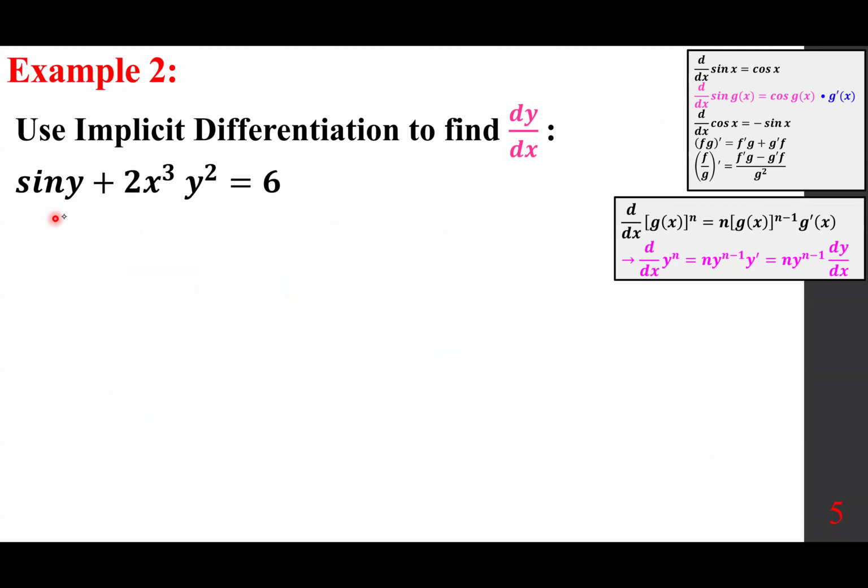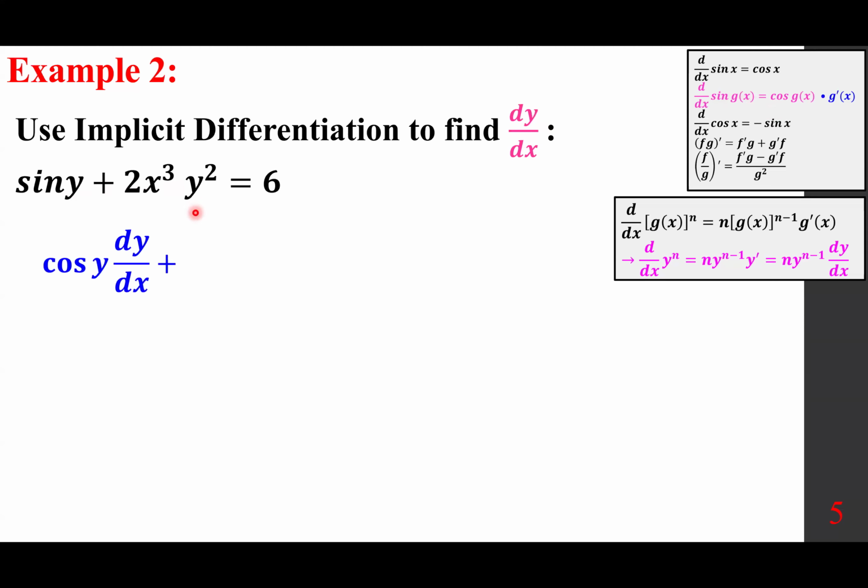We're going to differentiate sine y plus 2x cubed y squared equals 6. Even if they don't mention implicit differentiation, that's what we have to do. And so to do so, we start with sine. And as you know, the derivative of sine is cosine. So the derivative of sine x is cosine x. But the derivative of sine y, where y is a function of x, like sine of g of x, is cosine of g of x times the derivative of g of x, which in this case is y prime, or dy/dx. So that's the first piece.